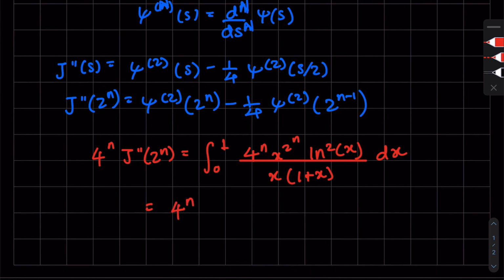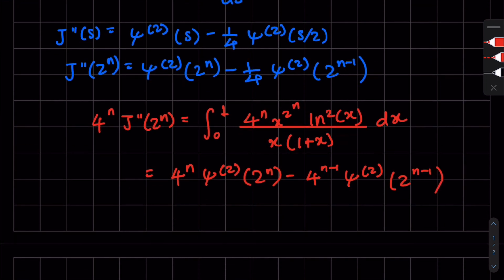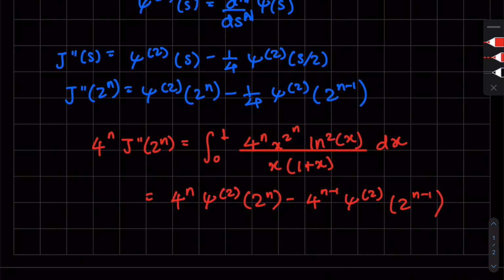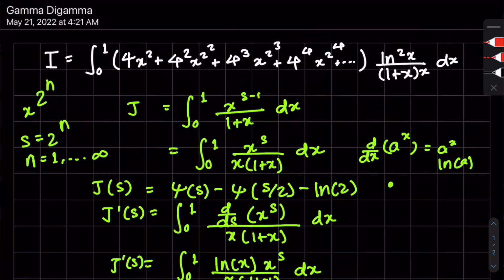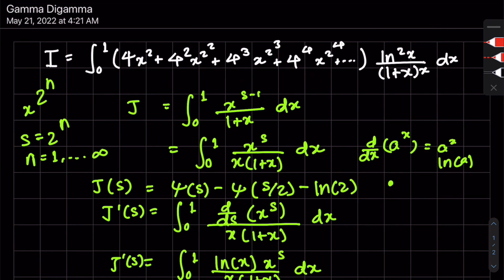So 4 to the n times polygamma of order 2 at 2 to the n, minus 4 to the n divided by 4, so 4 to the n minus 1, times polygamma of order 2 at 2 to the n minus 1. There you go. Now all that's left to convert from 4 to the n j double prime of 2 to the n, to the I that we started with, is just to sum from n equals 1 to infinity, because the natural log squared and the entire denominator is constant for the entire sum.